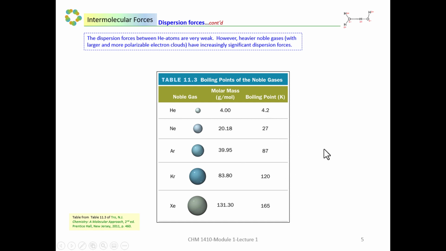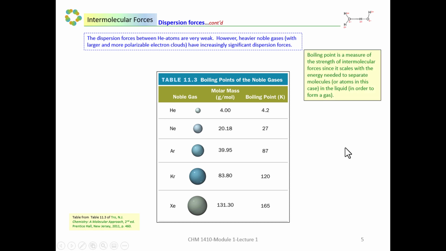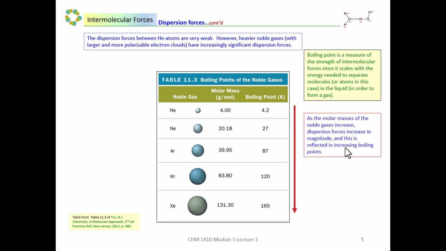So what we see here is that as the molar masses of the noble gases increase, dispersion forces increase, and this is reflected by an increase in the boiling points of each of these substances. And we need to remind ourselves that boiling point is a measure of the strength of the intermolecular forces, since it scales, the boiling point does, with the energy needed to separate molecules, or atoms in this case, in the liquid in order to form a gas.